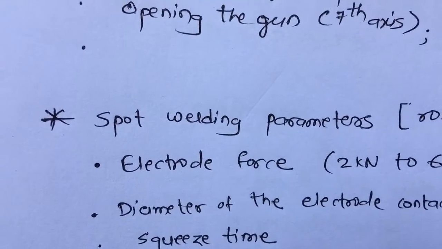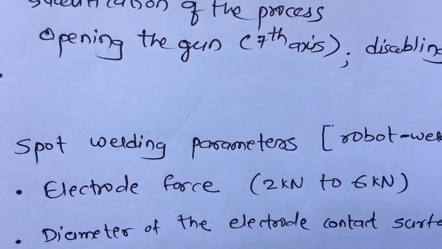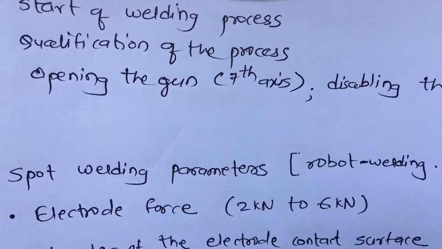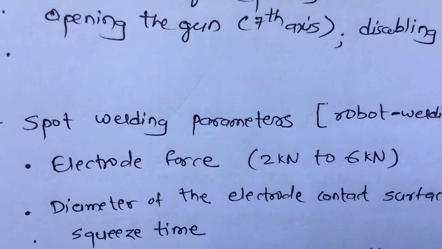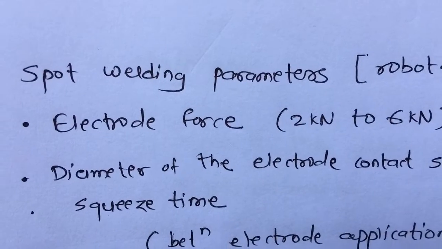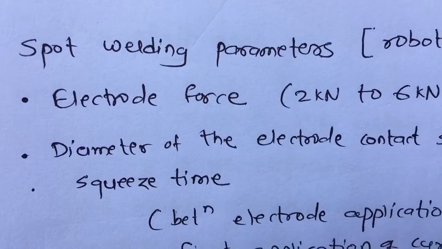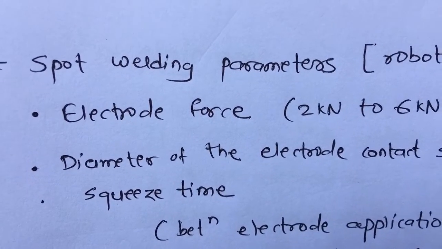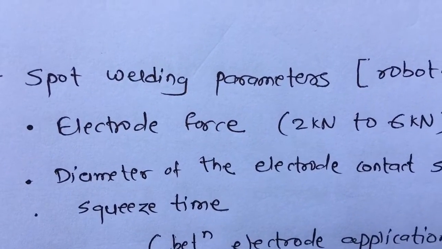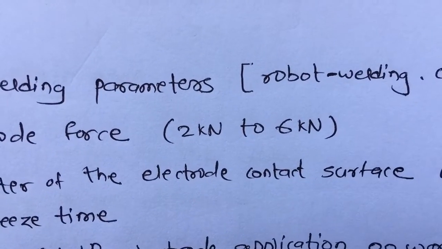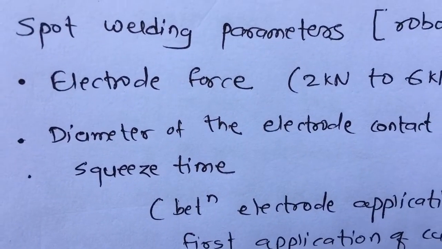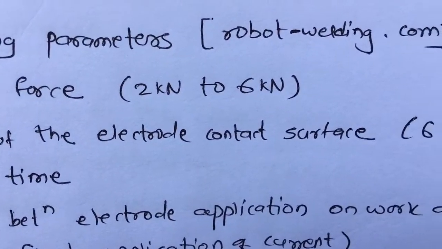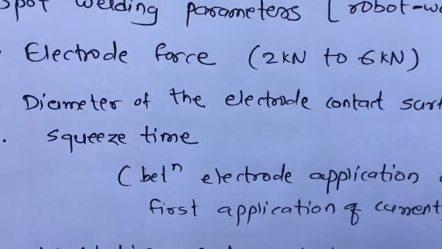Now there are some spot welding parameters. Just like in the welding robot lecture we saw a variety of welding parameters, similarly in spot welding there are multiple parameters. There are about 6 to 7 parameters which are to be measured and controlled. The first is electrode force, which varies from 2 kilonewton to 6 kilonewton. Then the diameter of the electrode contact surface, which ranges from 6 to 8 mm.